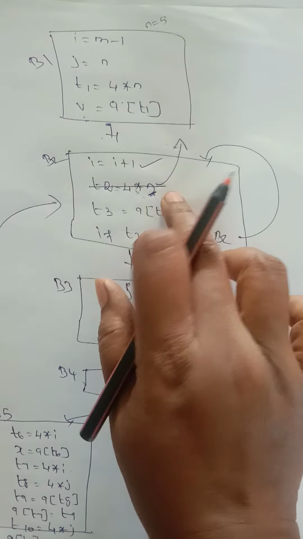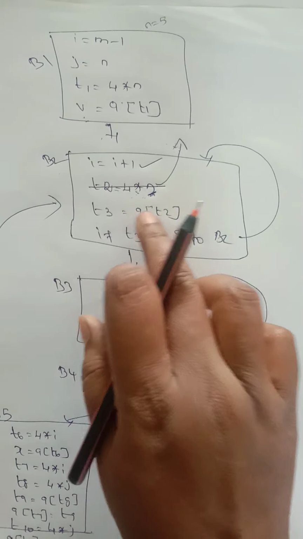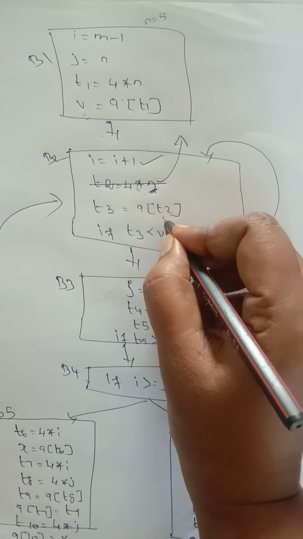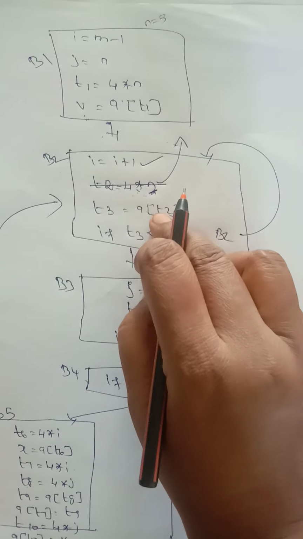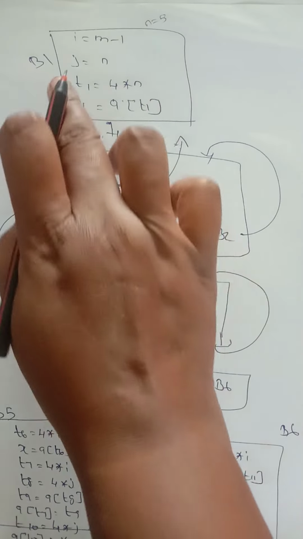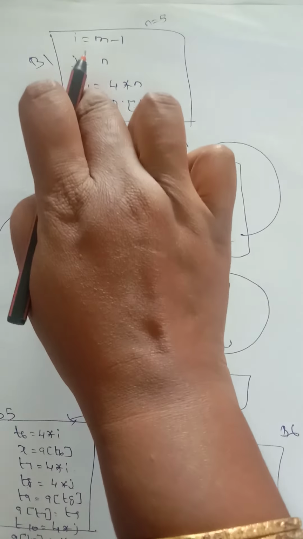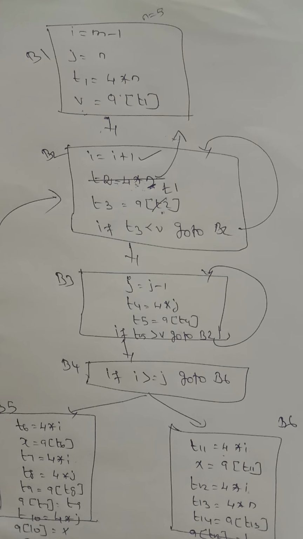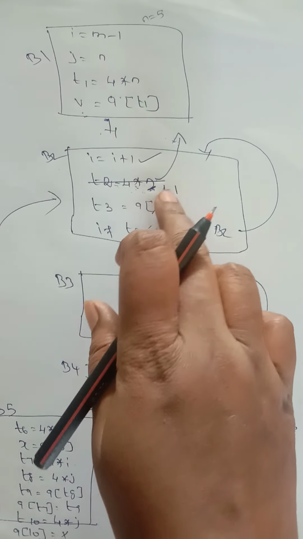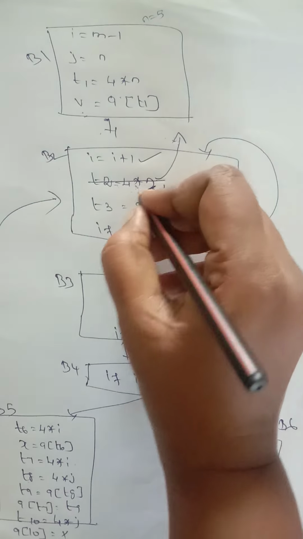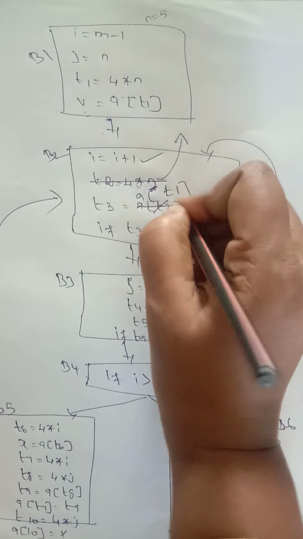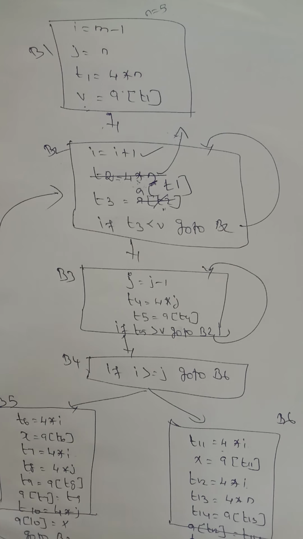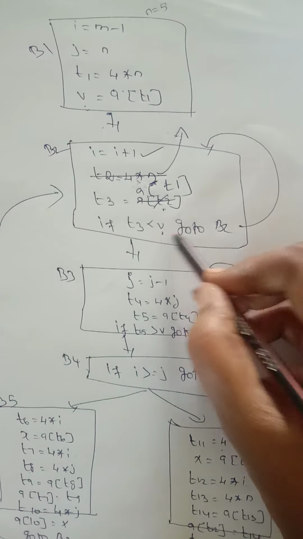Then come to the next one, t3 equal to a of t2. Here we removed the line t2, so we removed the temporary variable t2. Instead of t2, we have to use the variable t1, because t1 equal to 4 into n. So you just remove t2 and use the variable t1. So t3 equal to a of t1. And next, if t3 less than v, go to B2.